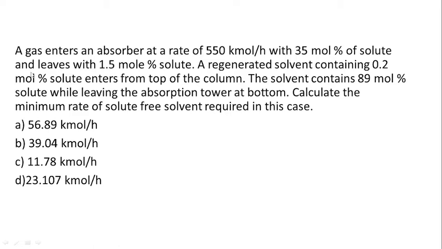So next one, a gas enters an absorber at a rate of 550 kilomole per hour with 35 mole percentage of solute and leaves with 1.5 mole percentage of solute. A regenerated solvent containing 0.2 mole percentage solute enters from the top of the column. The solvent contains 89 mole percentage solute while leaving the absorption tower at the bottom. Calculate the minimum rate of solute free solvent required in this case. So how can we solve this, can you tell?